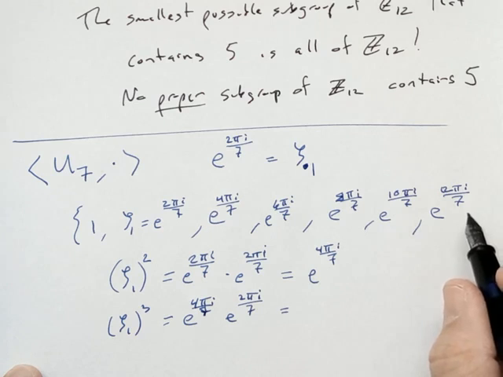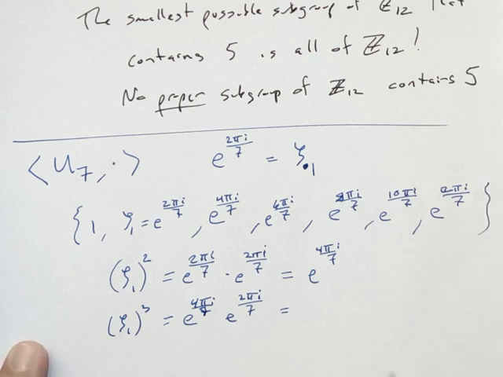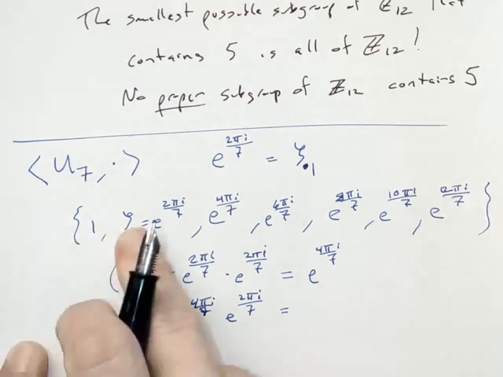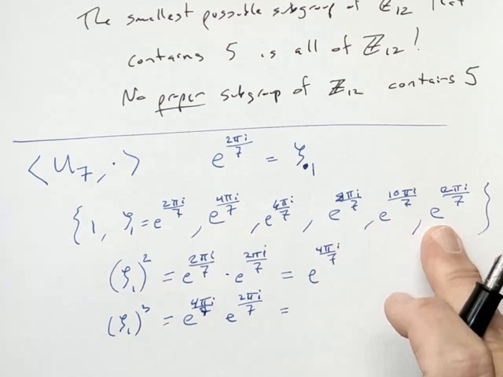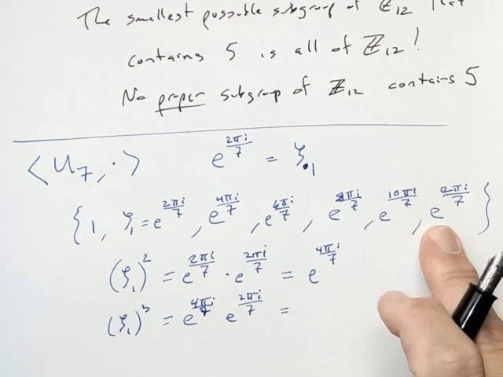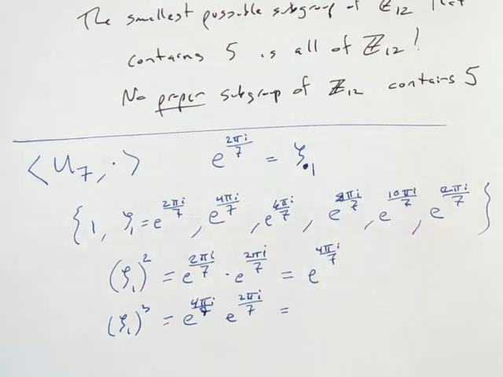2 pi i over 7. 2 pi i, right? Sine of 2 pi is 0. We've got 1, 2, 3, 4, 5, 6, 7, all 7. With 1, we built the rest. We generated this.